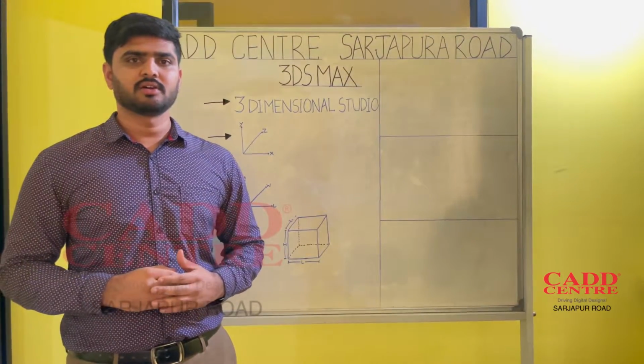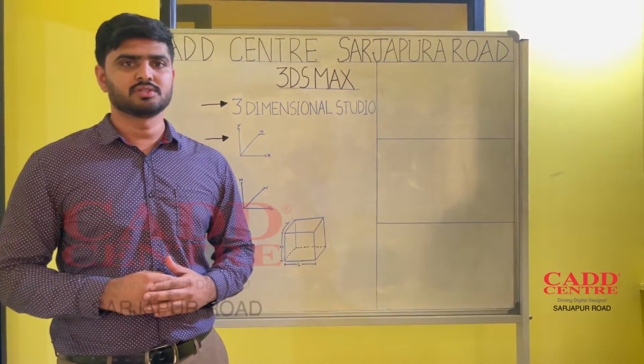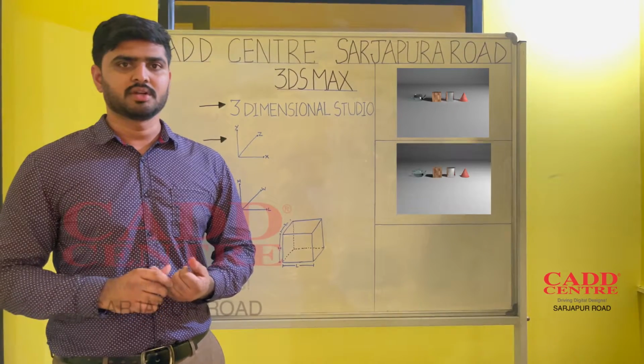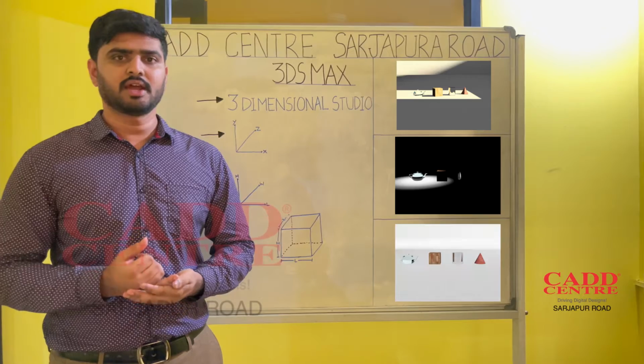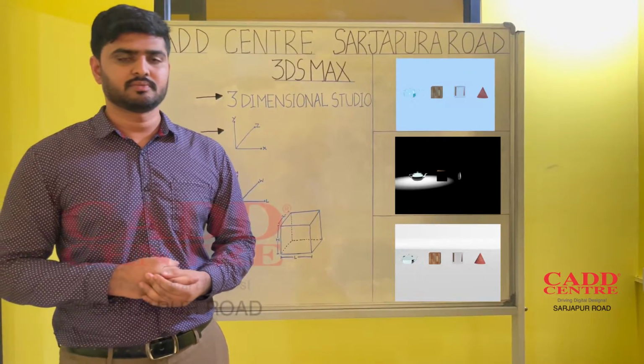There are several kinds of lights. Majorly used are plane light, mesh light, dome light, sunlight, IES light, free light, and photometric light.